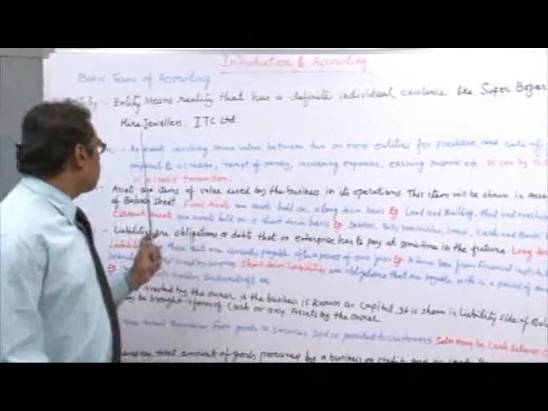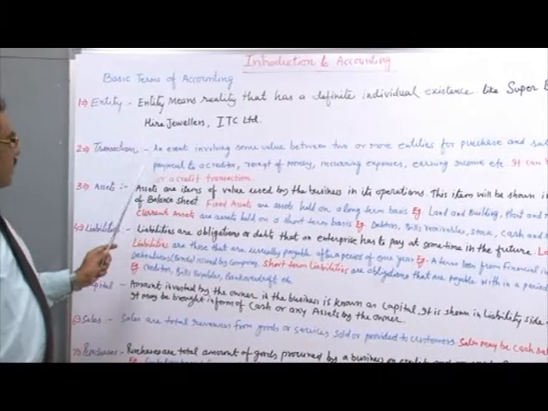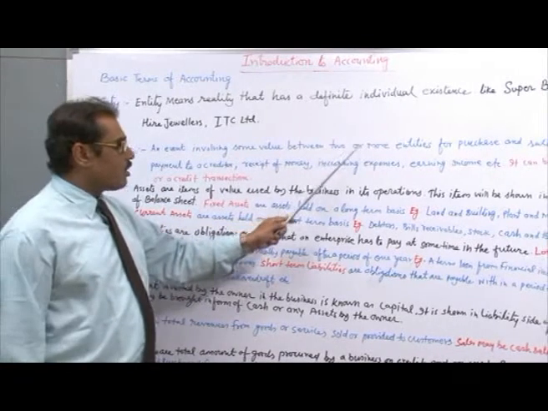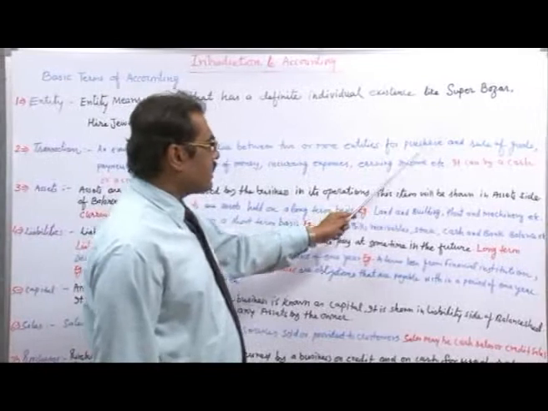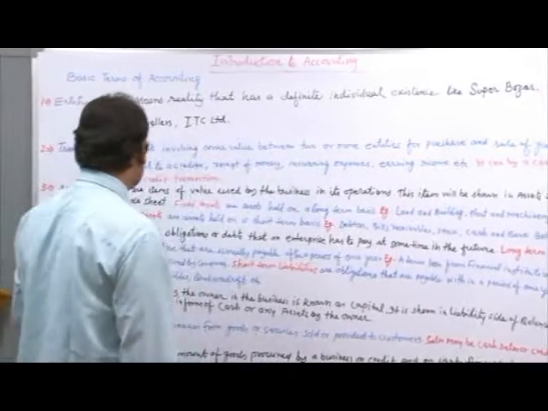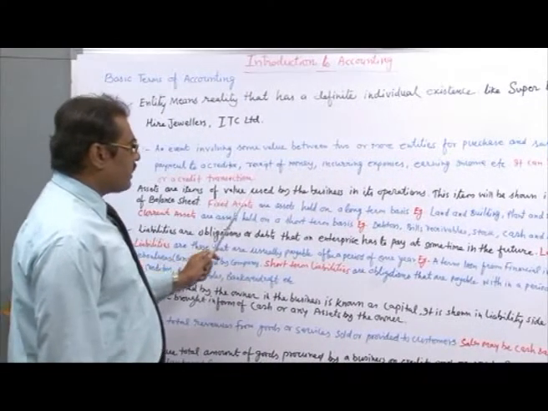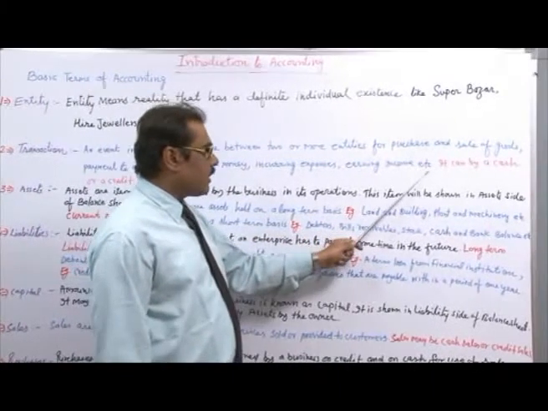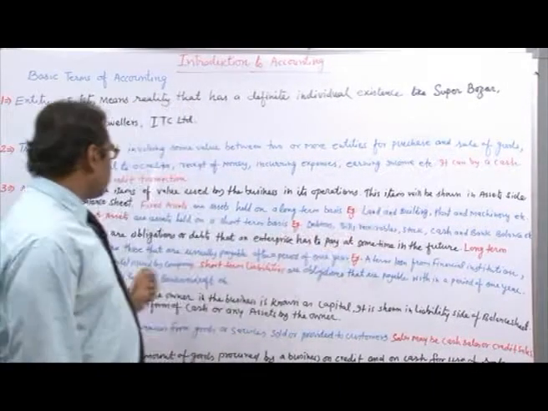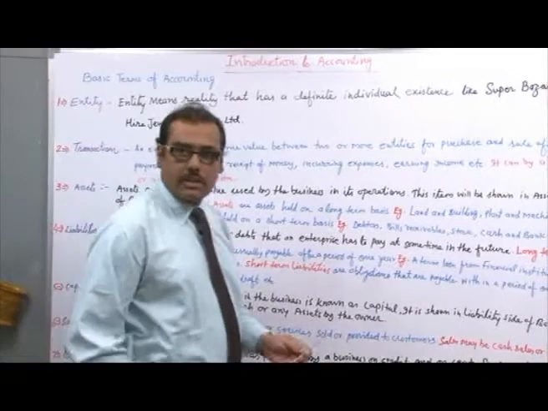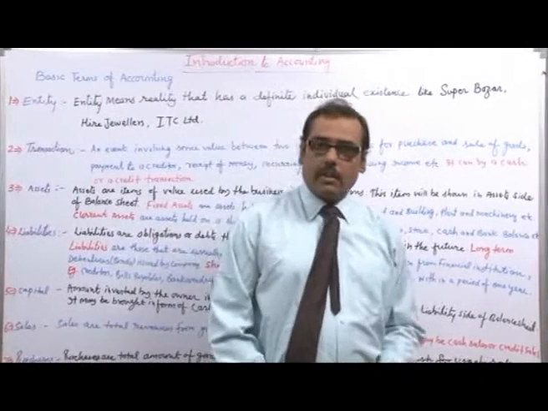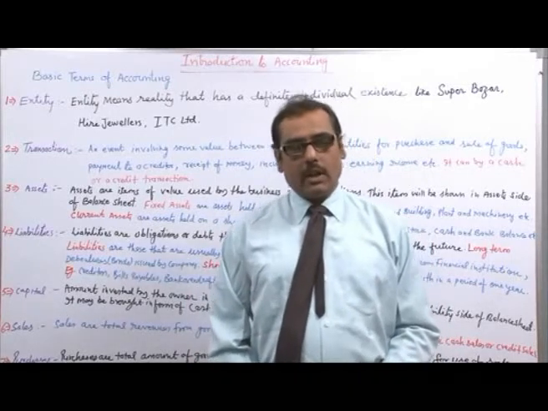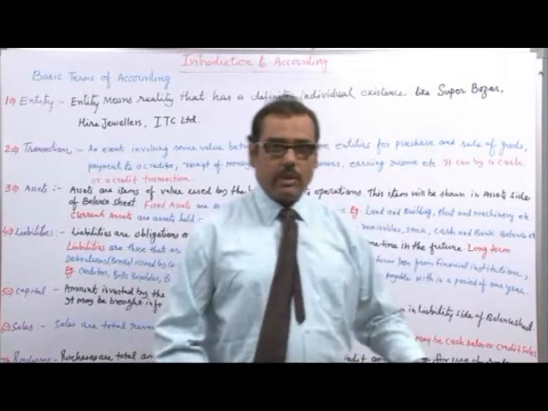Next is transaction, an event involving some value between two or more entities for purchase and sale of goods, payment to creditor, receipt of money, incurring expenses, earning income, etc. It can be a cash transaction or any credit transactions. Means whenever any economic event occurs between two or more than two entities, it is known as transaction.